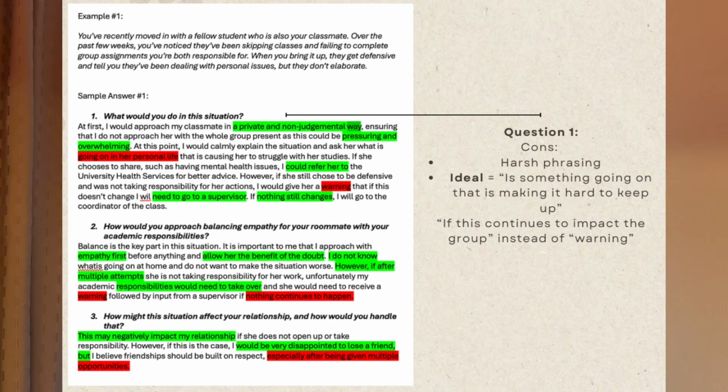I also say later on in this question that I would give her a warning. It sounds a bit like a threat looking back on it, and I wish I had chosen a better word. Something better would be, if this continues and impacts the group, I may need to involve a supervisor. This sounds a lot less harsh and definitely has a bit more of an empathetic tone to it, which I think is important when you're sitting your CASPer exam.